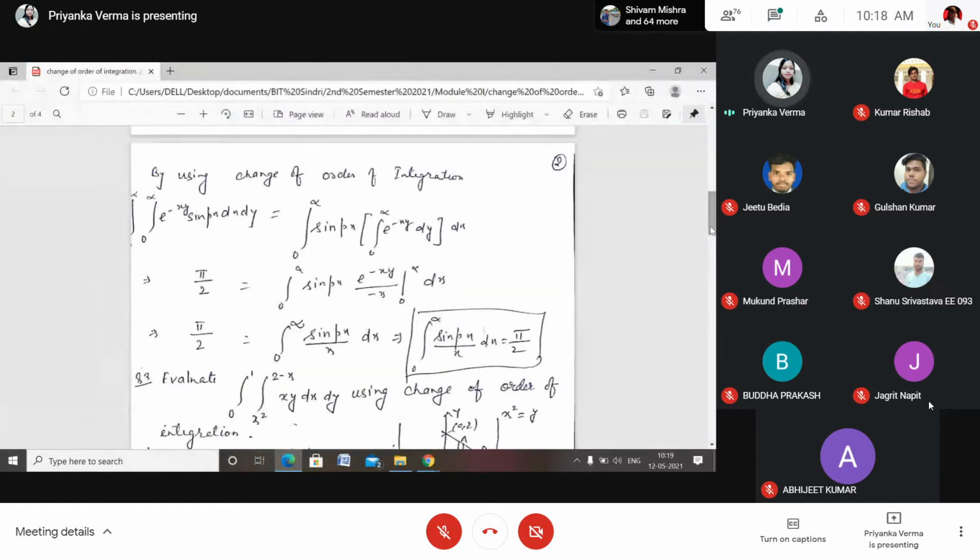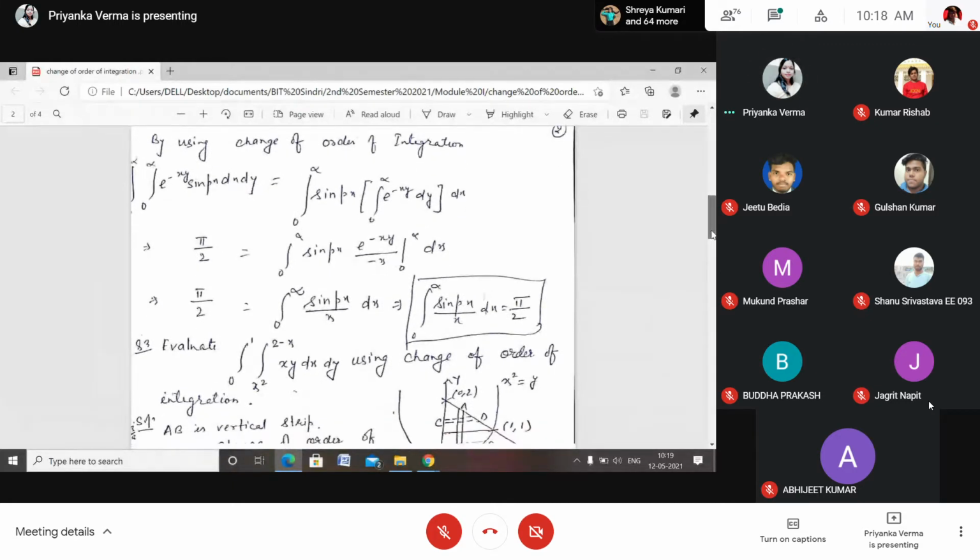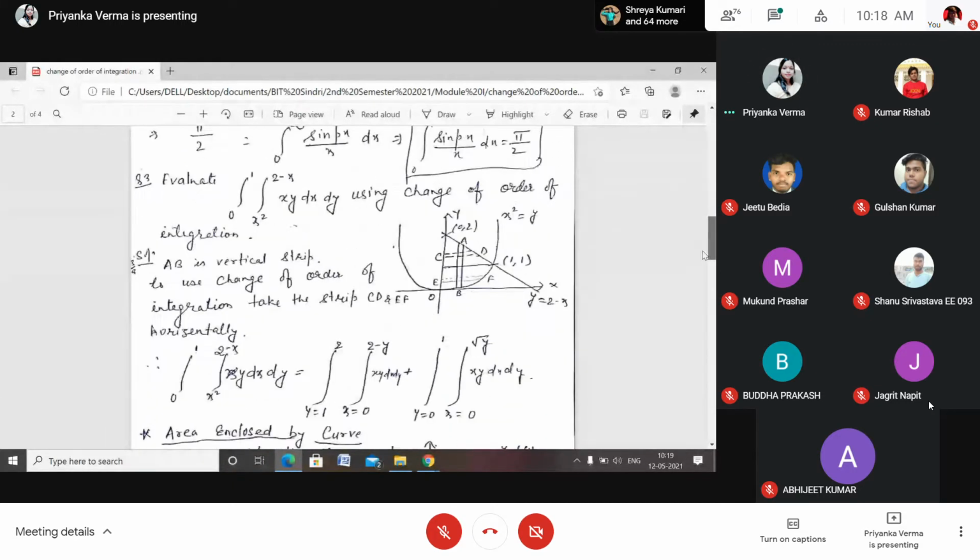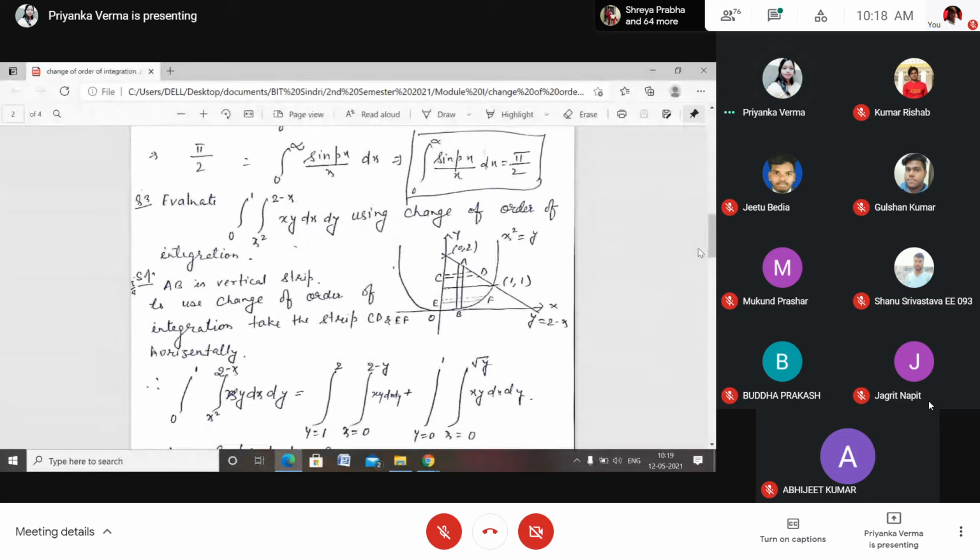Question number 3. Please try to solve this. Evaluate the integral from 0 to 1 of x square to 2 minus x of xy dy dx using change of order of integration. First of all, define the region and draw the graph. The lower limit is y equal to x square, that means it is a parabola. So I draw a parabola x square equal to y.